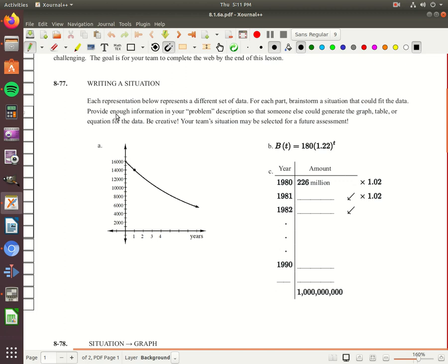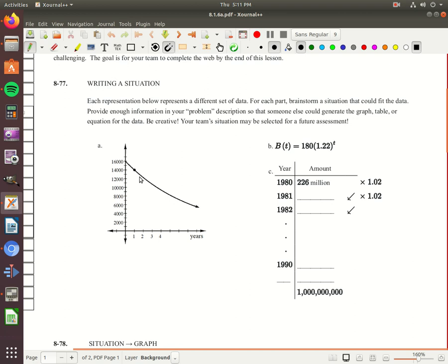So 877, writing a situation. Each representation below represents a different set of data. For each part, brainstorm a situation that could fit the data. Provide enough information in your problem description so that someone else could generate the graph, table, whatever. Be creative.